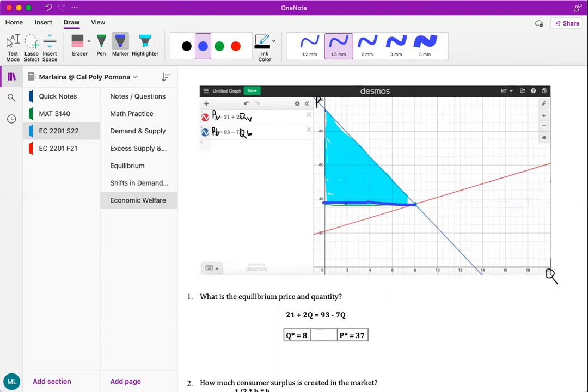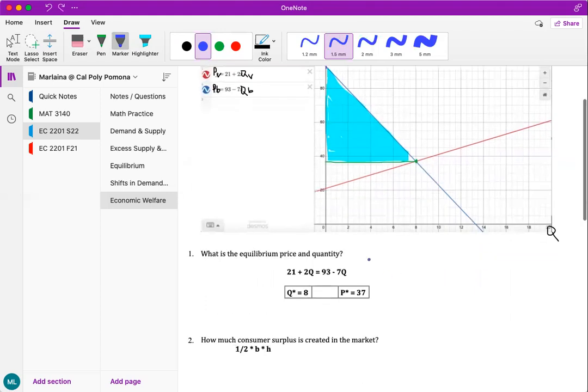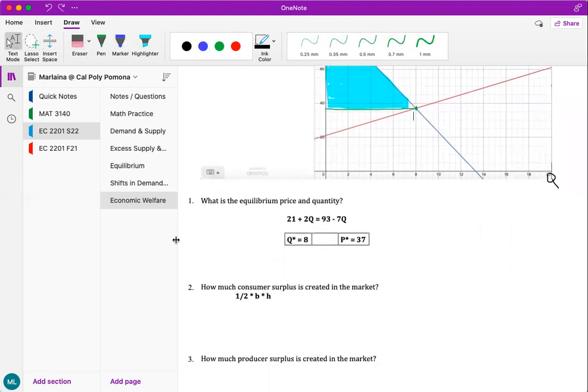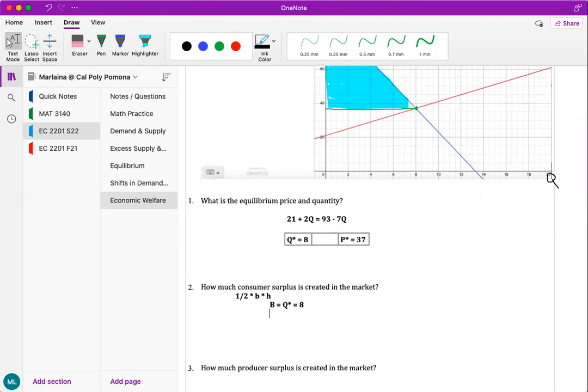And trying to find the value, we can note that it goes from 0 to the equilibrium point, or from 0 to the equilibrium quantity. So that means that the value of the base of this triangle is going to be just capital. So the base is going to be equal to our Q star, which in this case is 8.